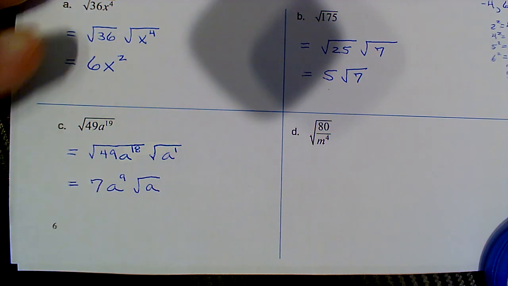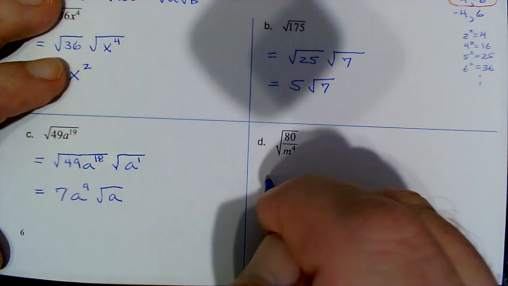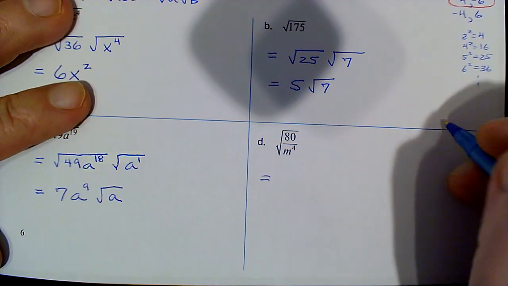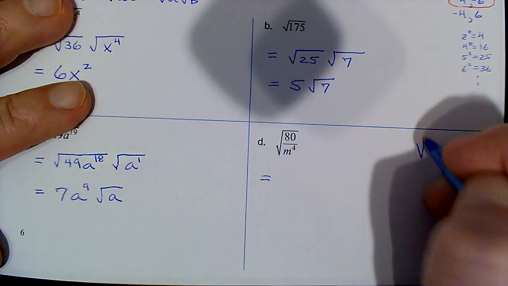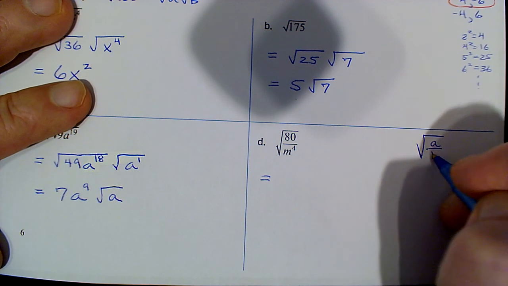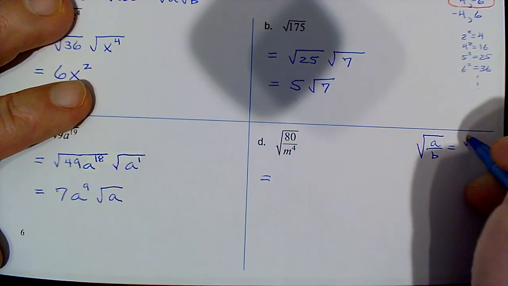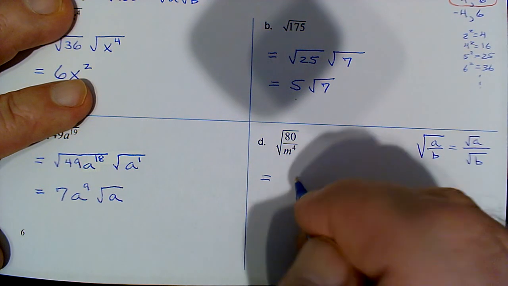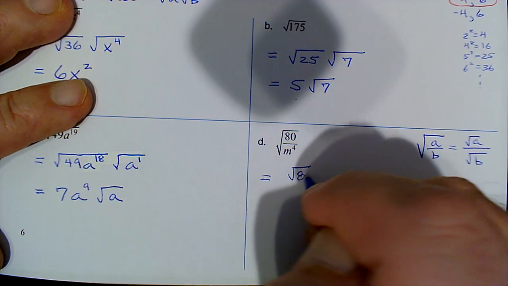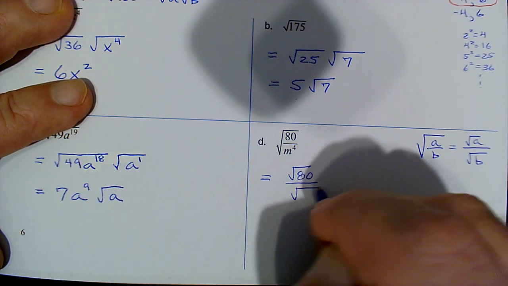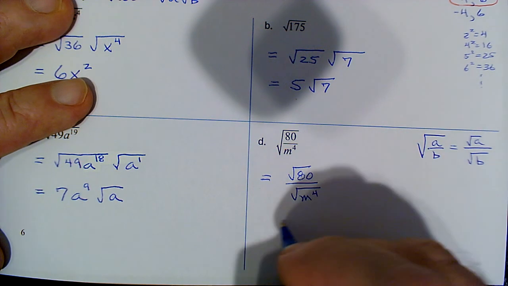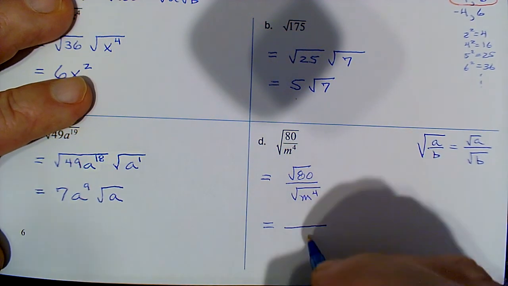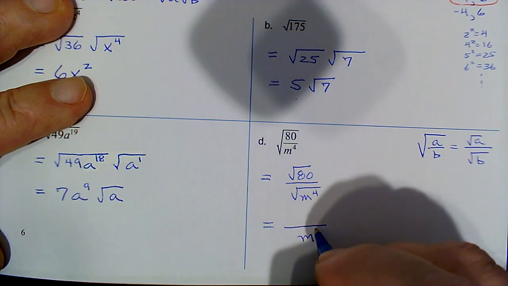Okay, and then the final example. This uses the property that the square root of a over b is the square root of a divided by the square root of b. So we'd have the square root of 80 over the square root of m to the fourth. Now the square root of m to the fourth, that's an even exponent, so that comes out as m squared.